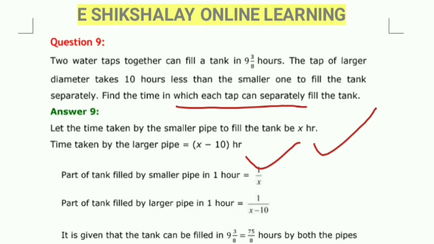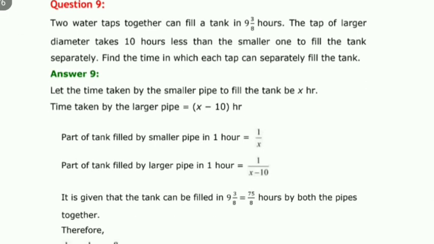Now, part of the tank filled by the smaller pipe in 1 hour. Let us consider that the total tank capacity is 1. Then the part of the tank filled by the smaller pipe in 1 hour equals total capacity upon time, that is 1 by x. This is a very good term. You have to understand this and focus on it. This is the time, and this is the part of the tank filled by the smaller pipe. Another term is the part of the tank filled by the larger pipe: total upon time taken by the larger, 1 upon x minus 10.